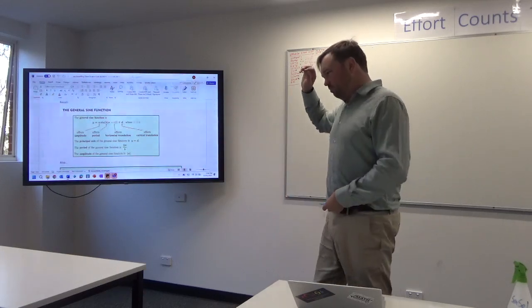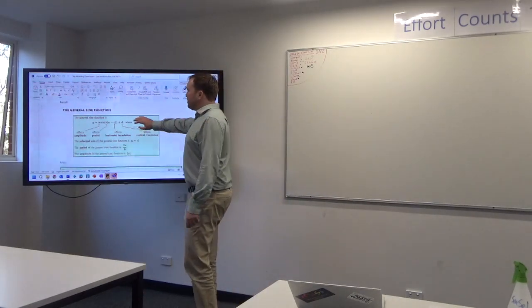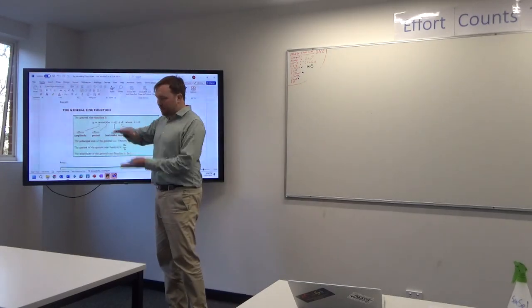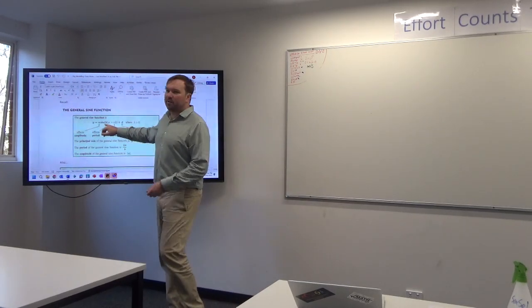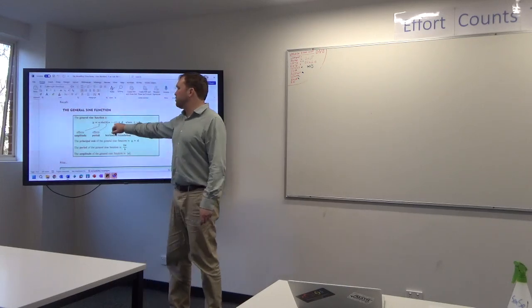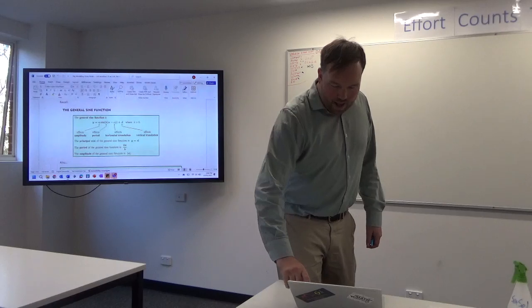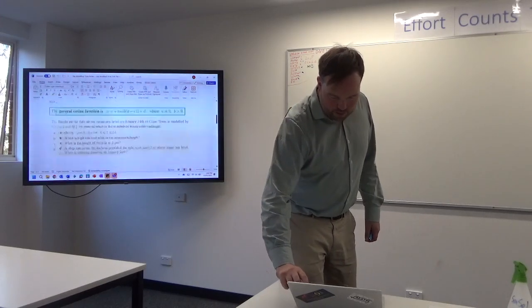Alright, so with this, we've seen the general form of a sine function before. We know that the value up front controls how big it is. This controls how often it repeats. This is horizontal translation, vertical translation. And then we can use this to model scenarios.